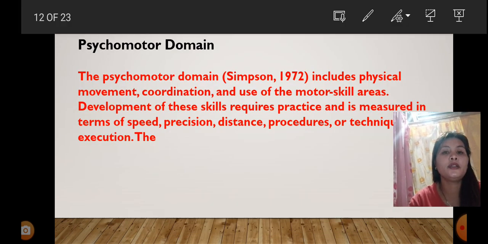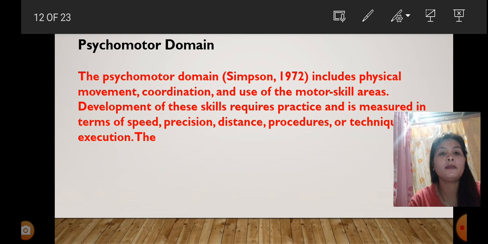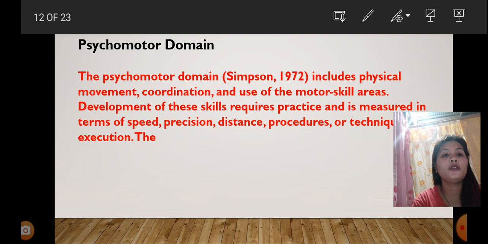Now let's proceed to the psychomotor domain. The psychomotor domain by Simpson, 1972, includes physical movement, coordination, and the use of motor skills areas. Development of these skills requires practice and is measurable in terms of speed, precision, distance, procedure or techniques, and execution.